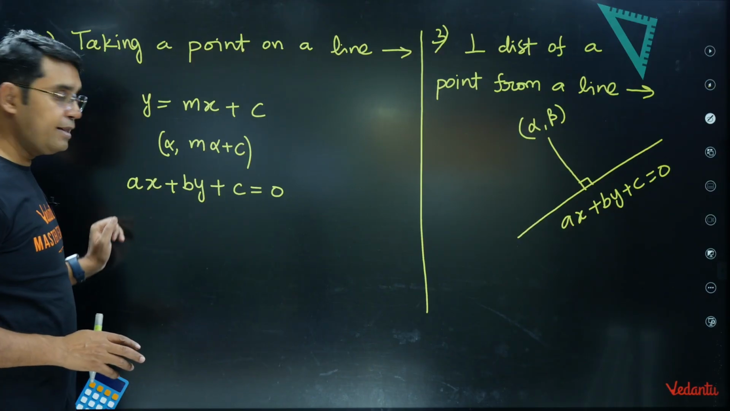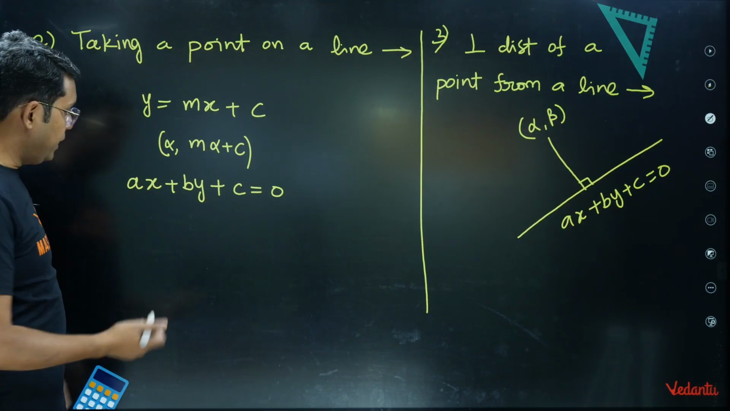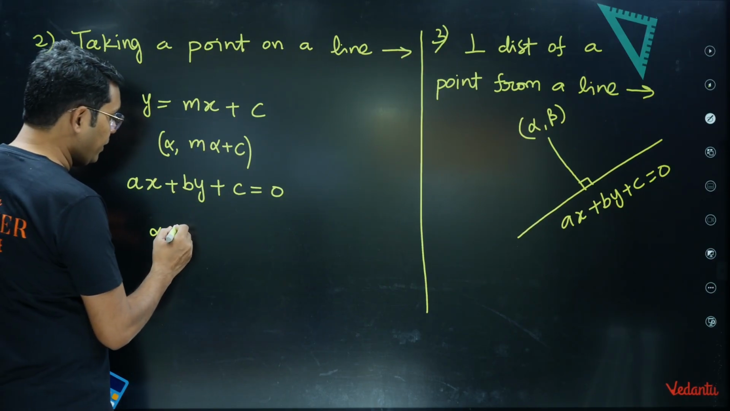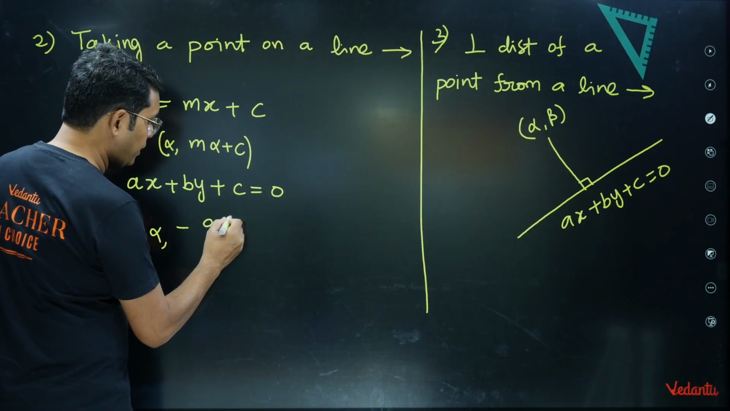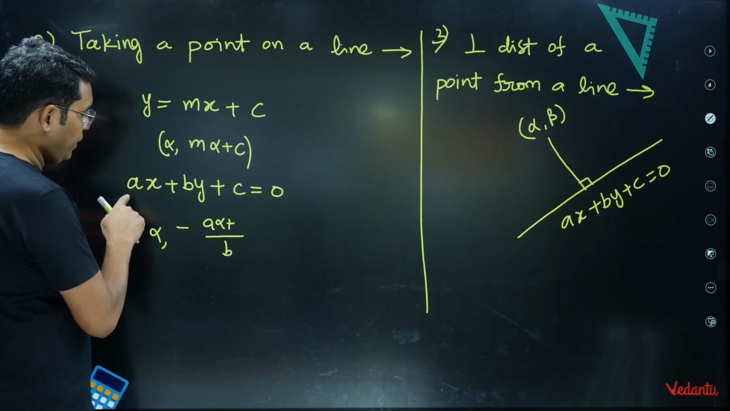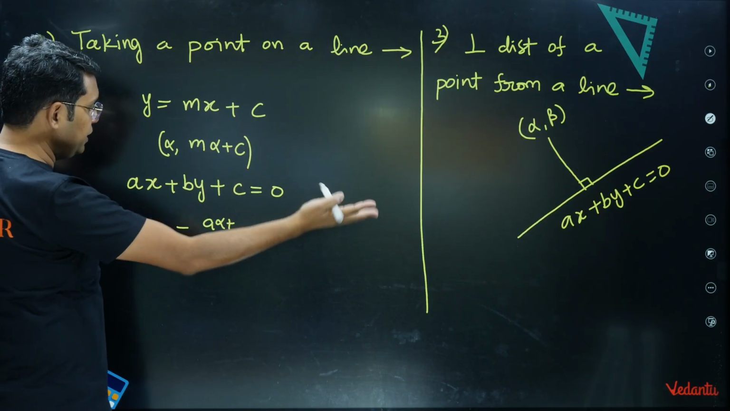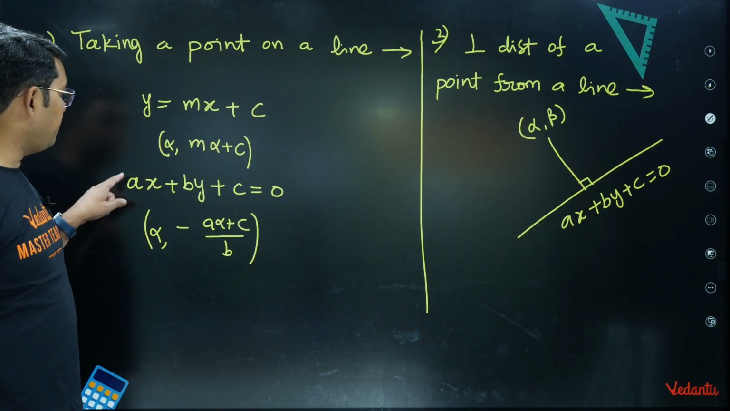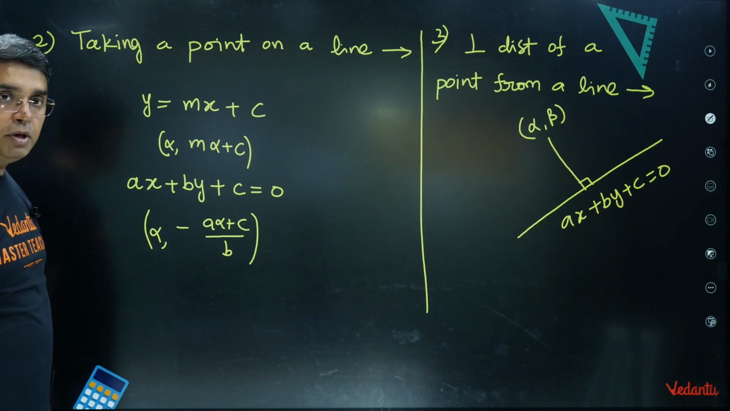Similarly, if your line is like this, where a, b, c are known, here also you can do the same thing. You can take x as alpha, then y will be minus of a alpha plus c upon b. Just put the x coordinate as alpha and take ax plus c to that side with a minus sign. So your y coordinate will be minus of a alpha plus c upon b.